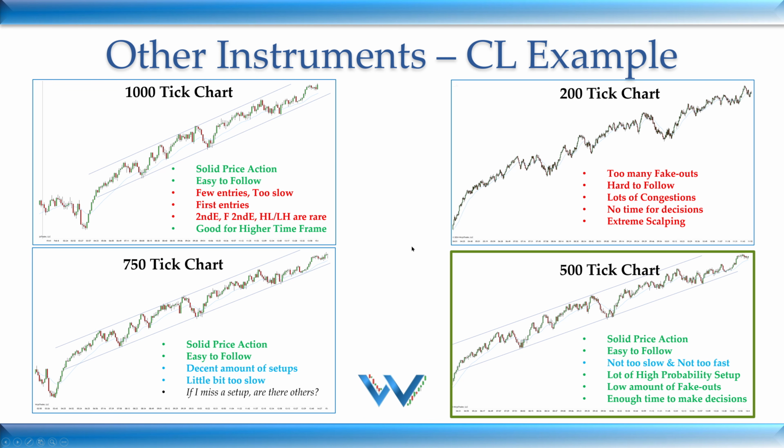So these are the steps that I'm going to do if I want to find the optimal tick chart. You don't want to trade chart that is too small, a lot of fake outs, too much noise, hard to make decisions, but the chart that is too big is also not ideal if you are an intraday trader and you want to find several setups, not just very few. So this is the best optimal tick chart.